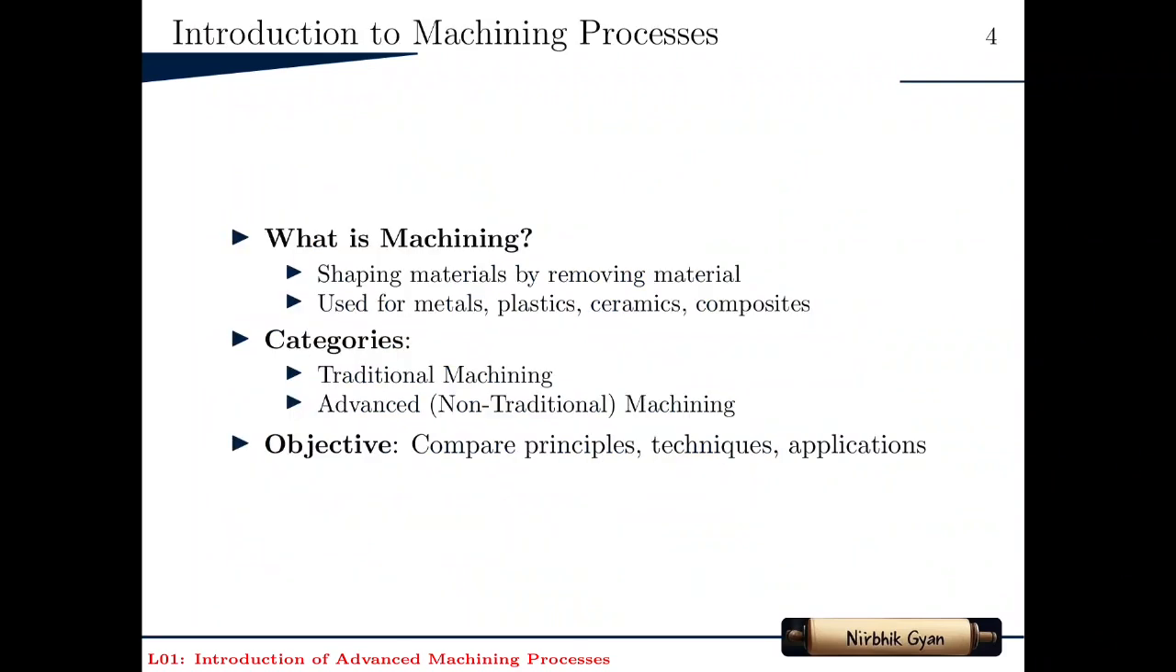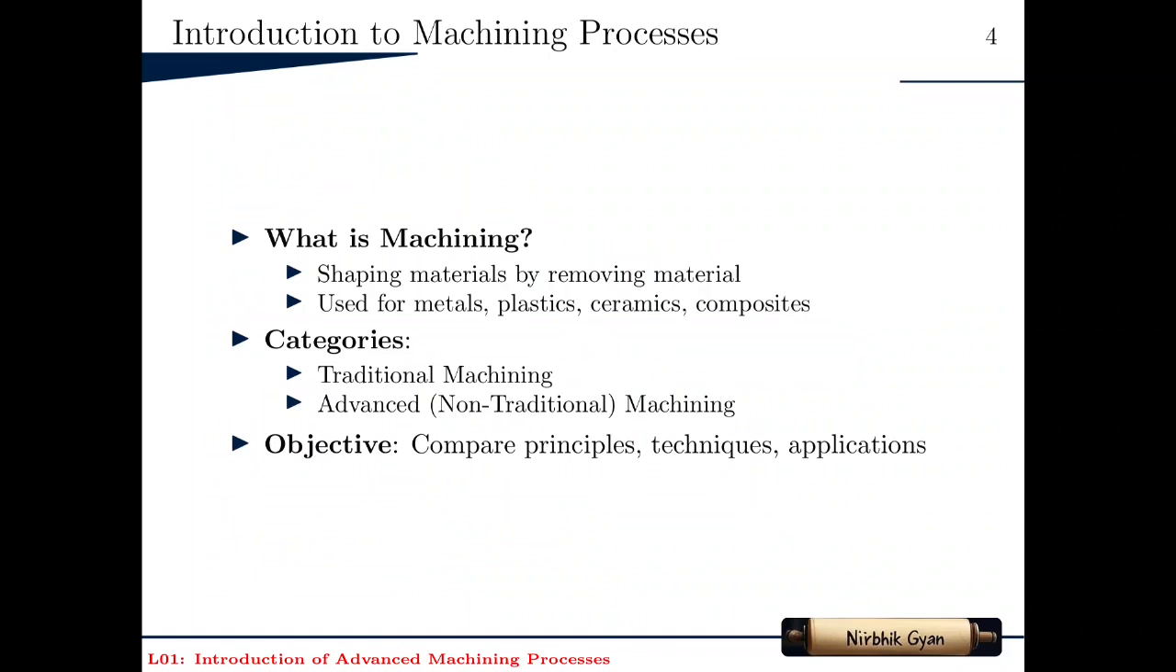What is machining? Anything where you are creating or shaping materials by removing material will fall into the machining process, and this is generally used for metals, plastics, ceramics, composites, and any other relevant materials. There are two broad categories of machining process. The first is traditional machining, or we call it conventional machining process. The second one is advanced machining process, and sometimes we call it non-traditional or non-conventional machining process.